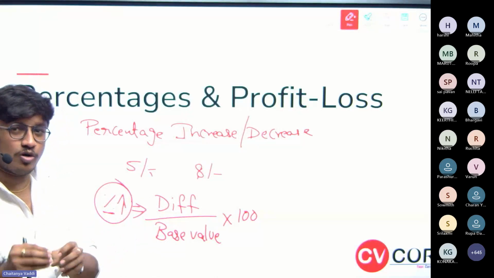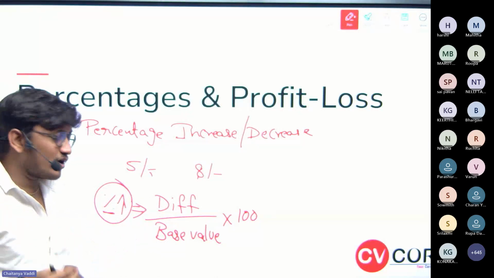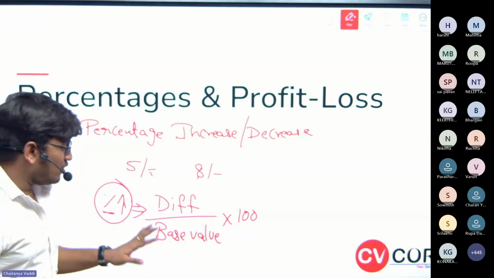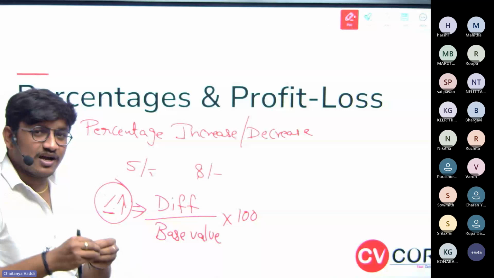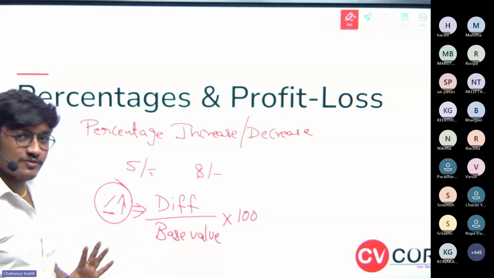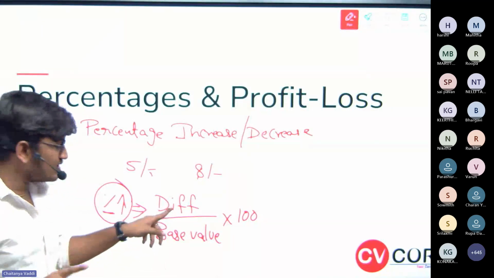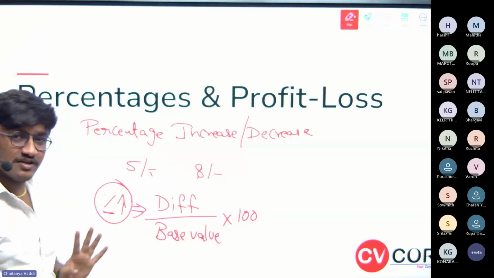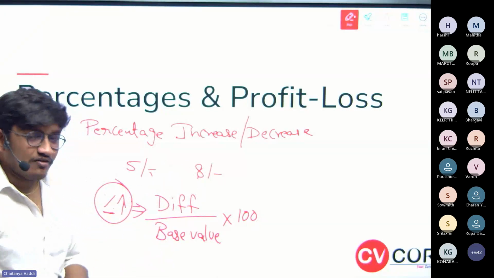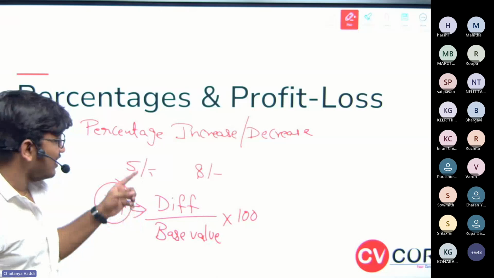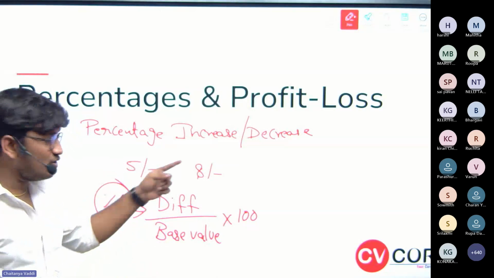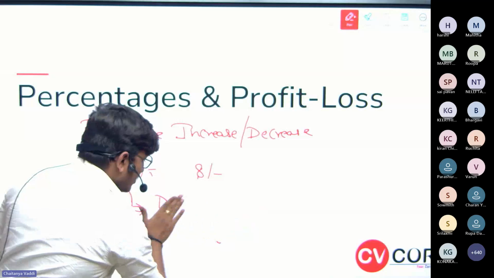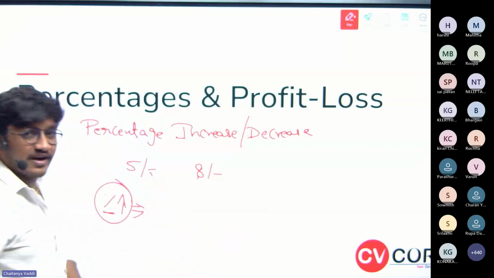I'll tell you the complications and confusions students might get in the exam, in the denominator value. The majority of the students get confused taking the denominator value. The numerator is clearer because it is the difference between 5 and 8. But for the base value, students get confused whether to consider 5 or 8 as the base value. So I will tell you the simplest way to deal with this kind of question.